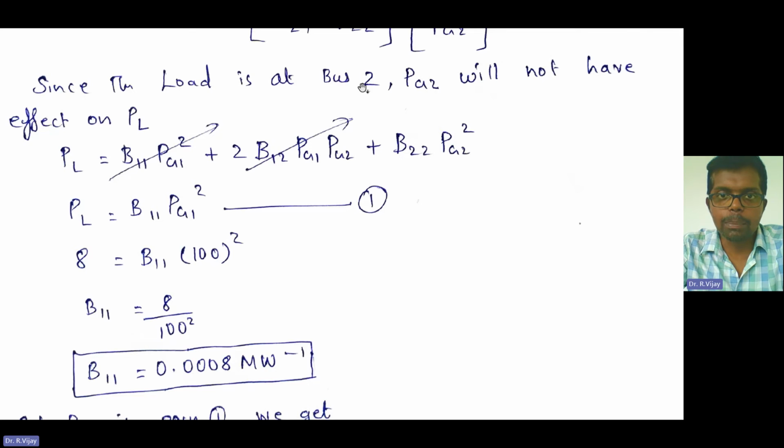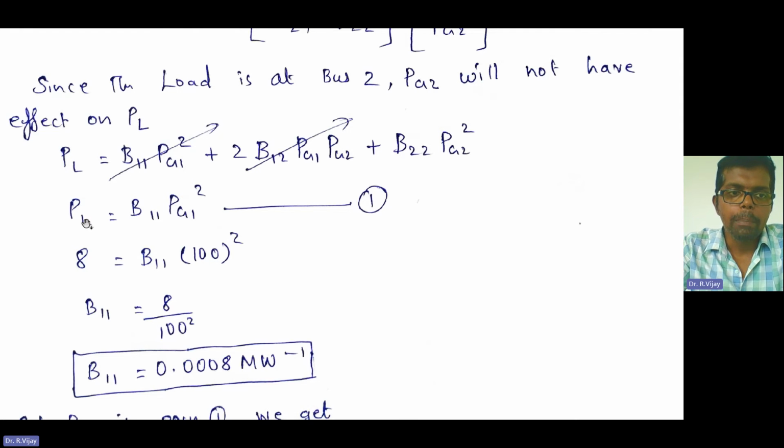So the load is at bus 2, so PG2 will not have an effect on PL. So we only take B11 and PG1 square. So PL is equal to B11 into PG1 square. Take this as equation number 1.